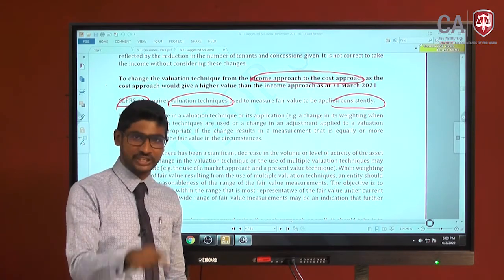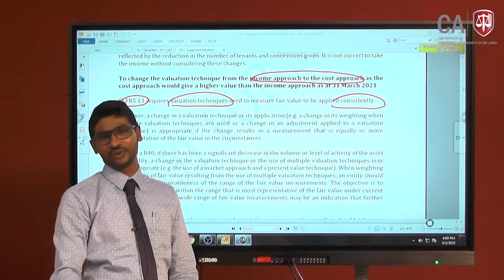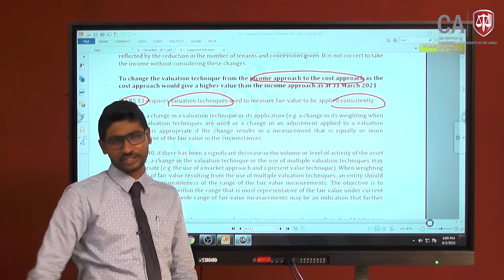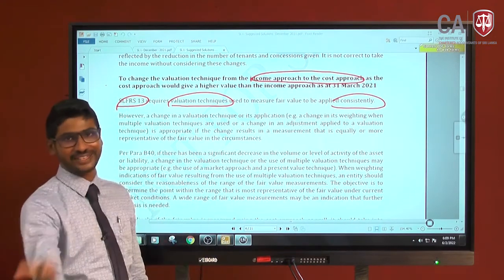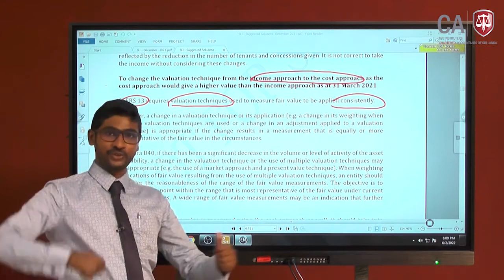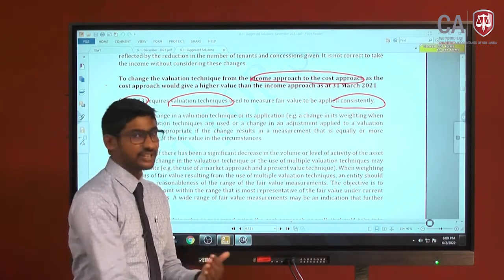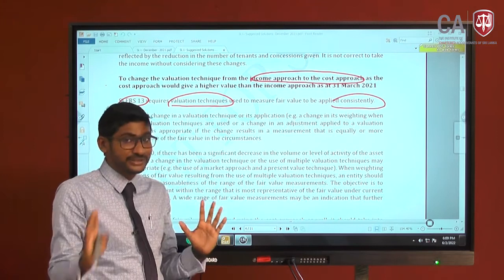Let's say you change it, then you have to disclose it in the annual report under the fair value measurement disclosure: this is why I have changed it, earlier I used this and now I am using this. Likewise, you have to give a good, extensive disclosure, right?